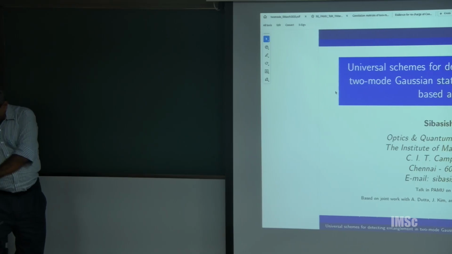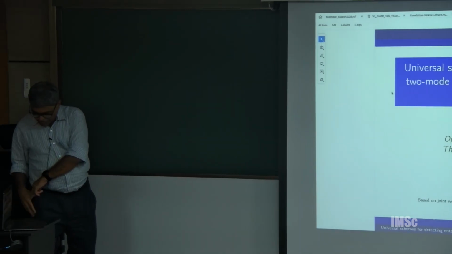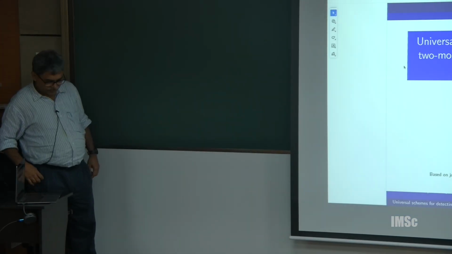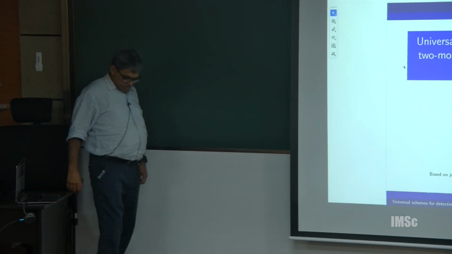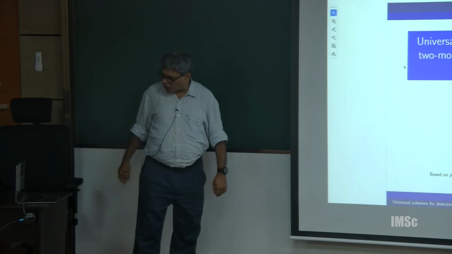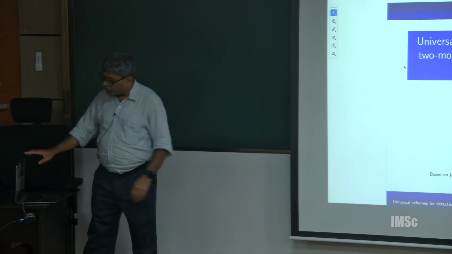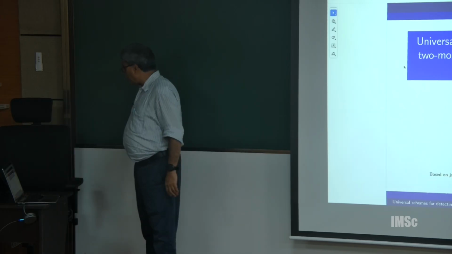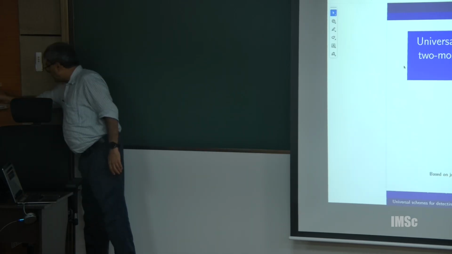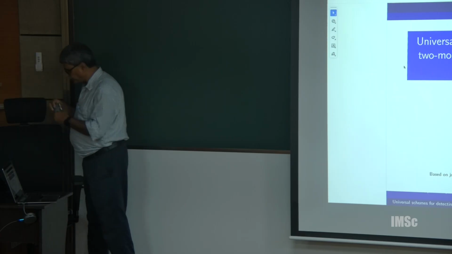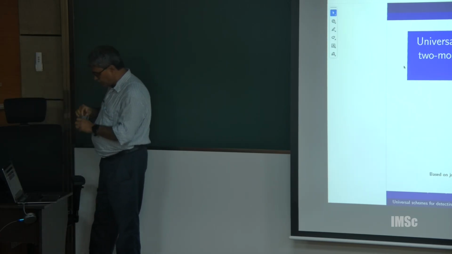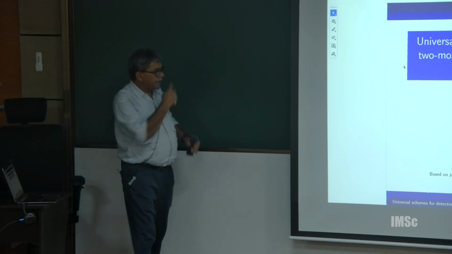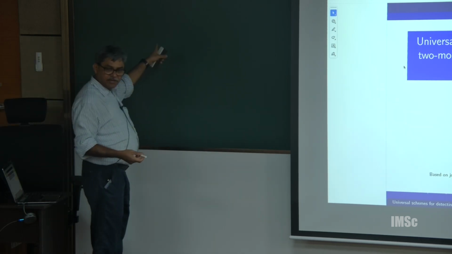So, what I discussed in the last couple of classes is about the necessary and sufficient condition for a two mode Gaussian state to be entangled. Okay. And what we said is that, so, can you see this part?